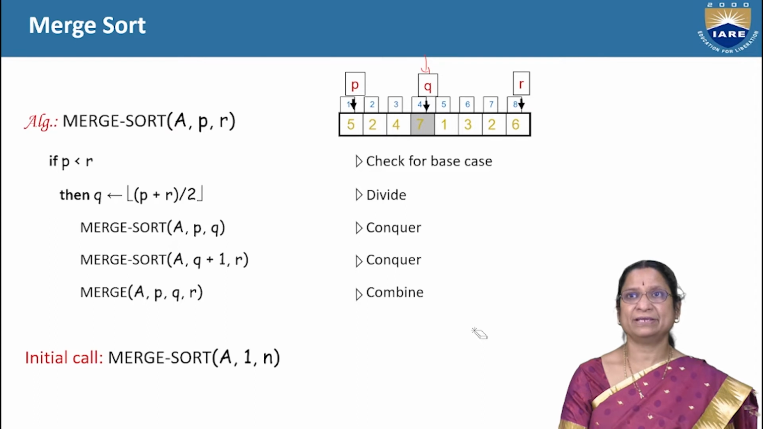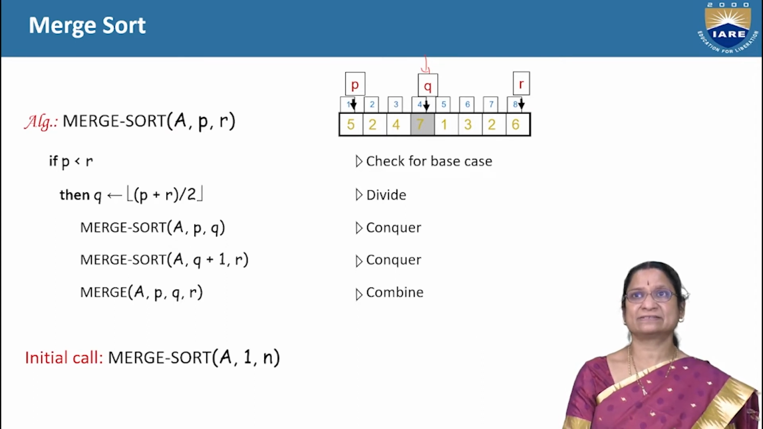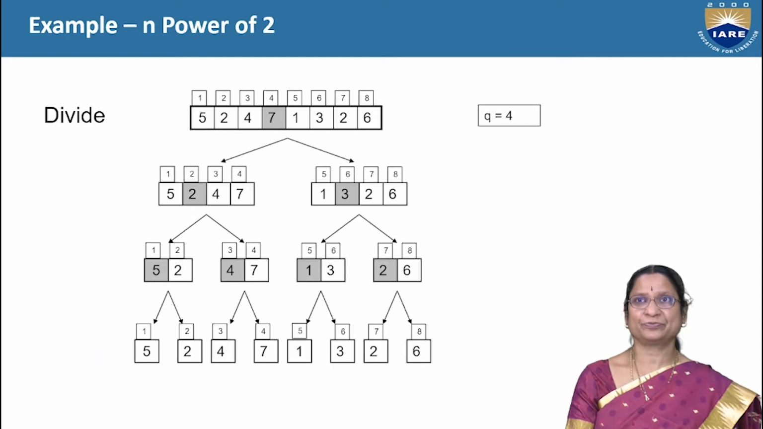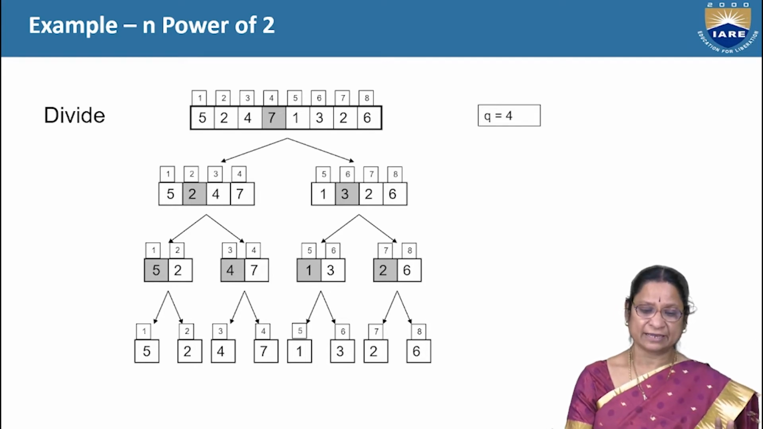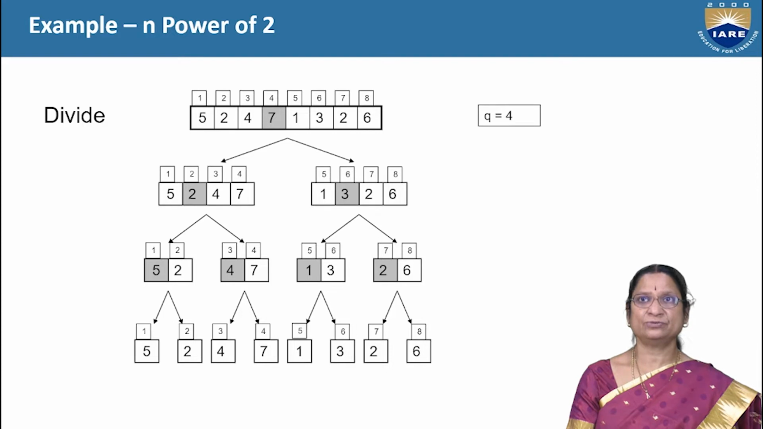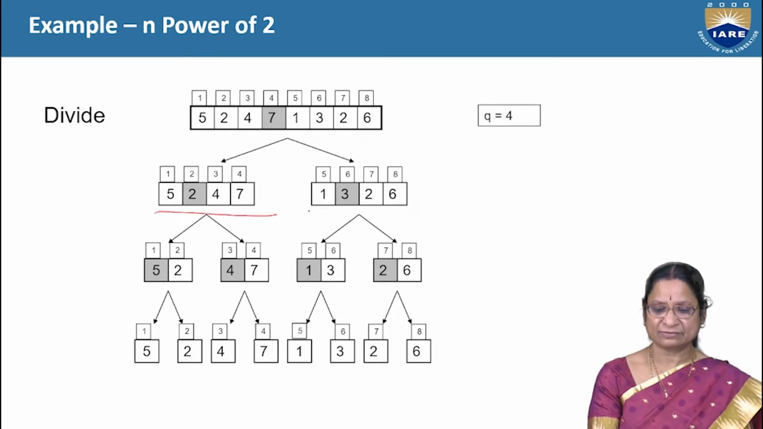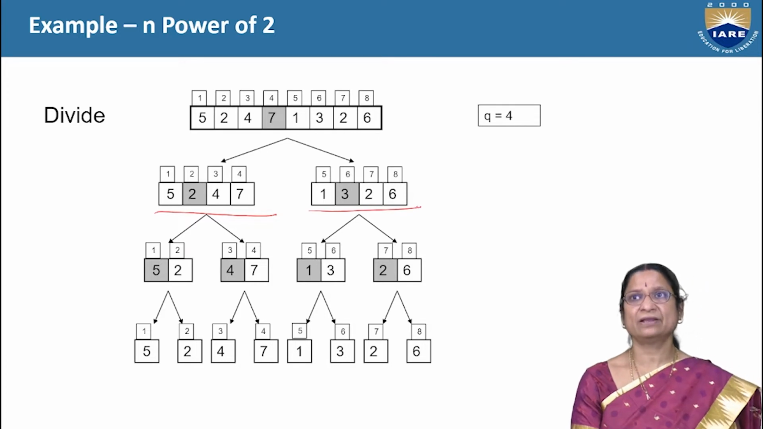This is the base case. Every time we have to check the base case. If the sublist consists of a single element or is exhausted, then you can stop the process. So this is the way it will work. Just diagrammatically I would like to show you. First, the initial values of our list are 5, 2, 4, 7, 1, 3, 2, 6. Two sublists you observe: 5, 2, 4, 7 is first, and 1, 3, 2, 6 is second, because Q is 4 in the first initial stage.